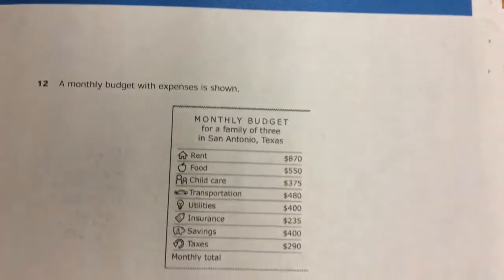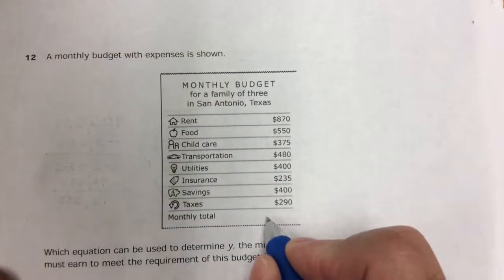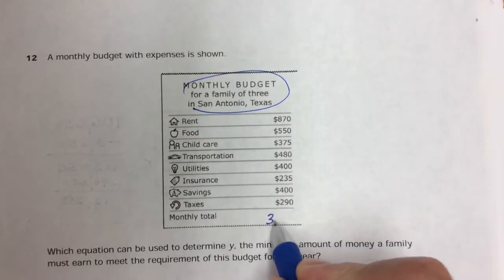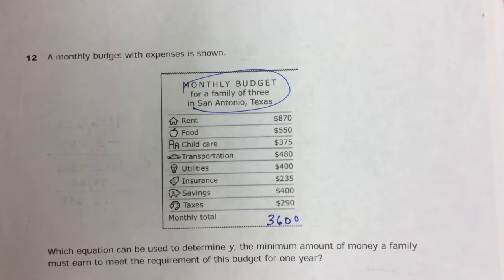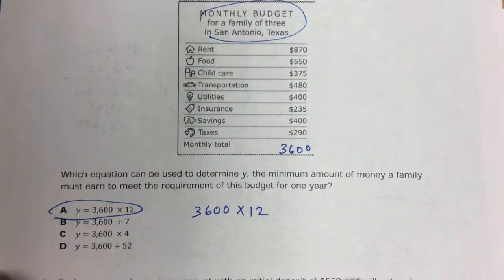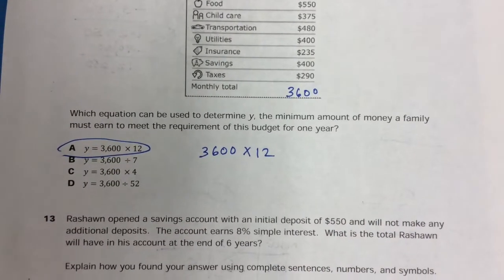Number 12. The first thing on number 12 you would need to do is add up his monthly budget, or for the family. Monthly budget was $3,600. Well, there's 12 months in a year. So it is $3,600 each month times 12 months in a year. Correct answer was A. You did have to have memorized there's 12 months in a year.